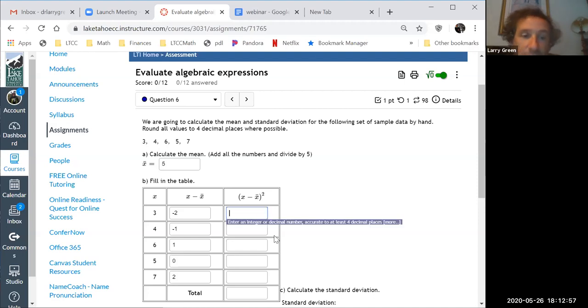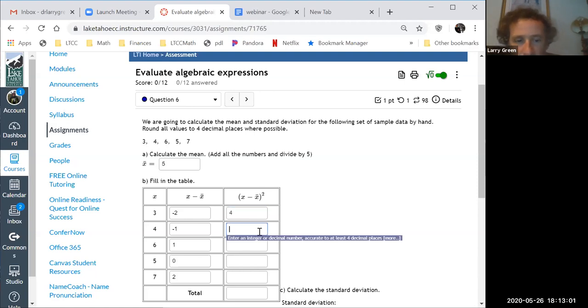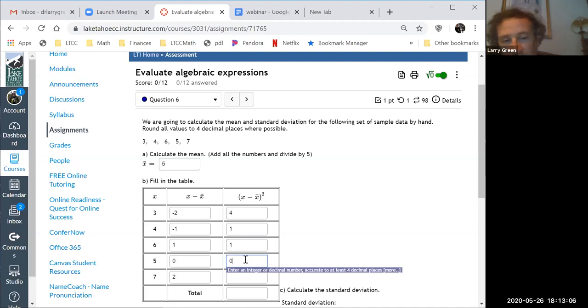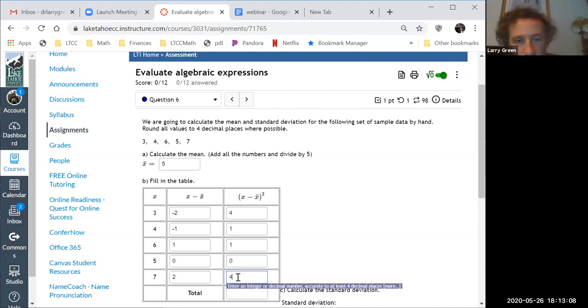And again, you can ignore the negative signs. 2 squared is 4. 1 squared is 1. 1 squared again is 1. 0 squared is 0, and 2 squared is 4. That was too fast, let me know. But I'm hoping that you can do 2 times 2 really fast. Any questions on that?